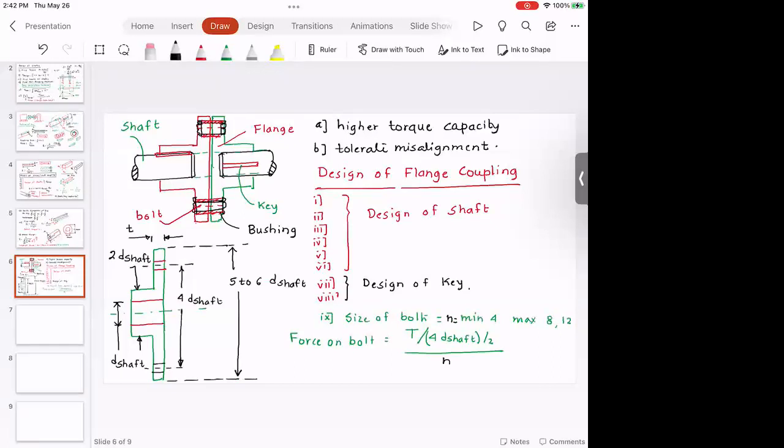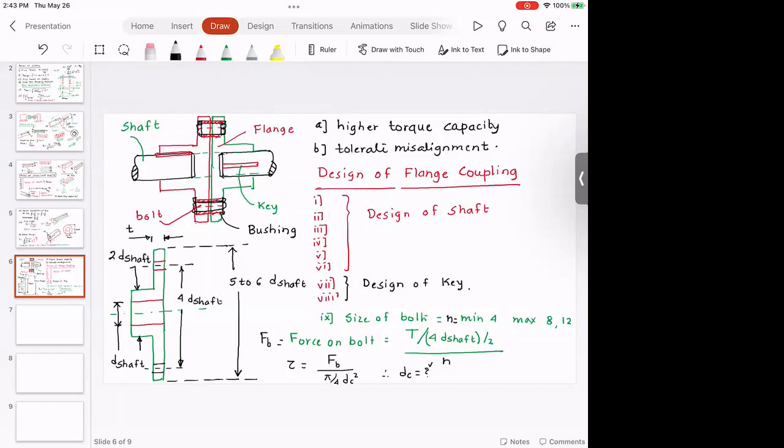And what would that force do? That force will try to shear the bolt off. So tau is equal to force on bolt, I'm going to call this FB, divided by pi by 4 DC square. From here, I should be able to find out what is the value of DC. So I should be able to find out the diameter of the bolt. Everyone understood this?